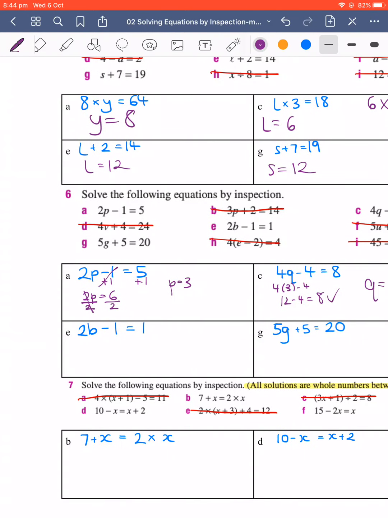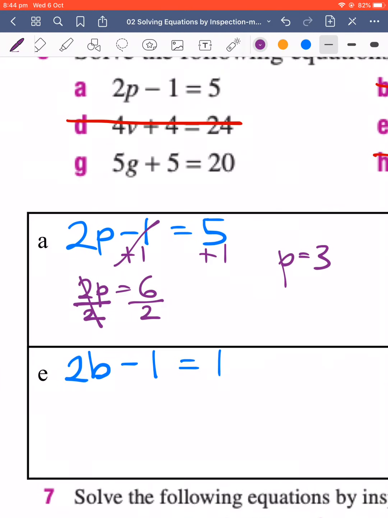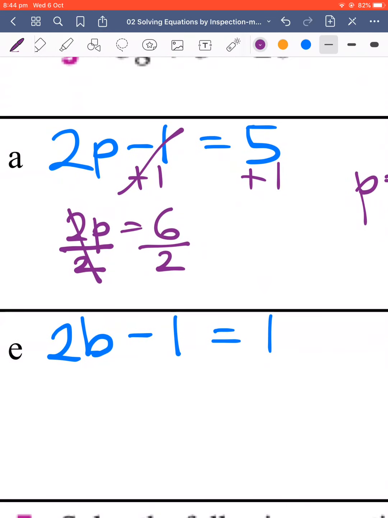Next one. 2b minus 1 equals 1. Again, one of these kind of weird ones, but that's okay. We'll get there. Let's have a go. Because it's quite low as a number to end with, start low with a number you're substituting in. So anything kind of 3 and below.